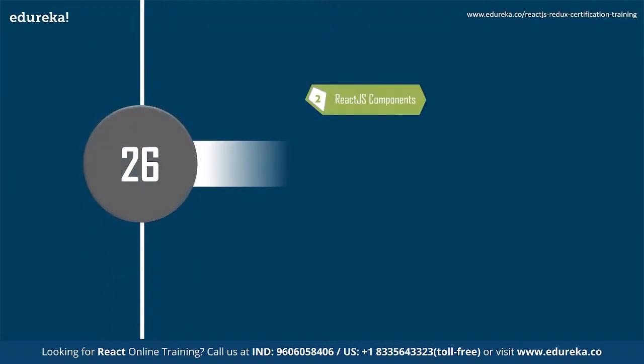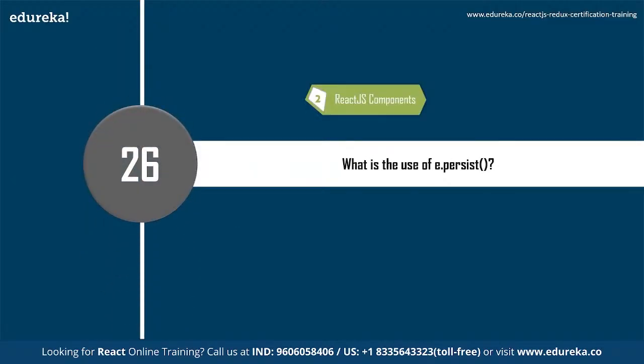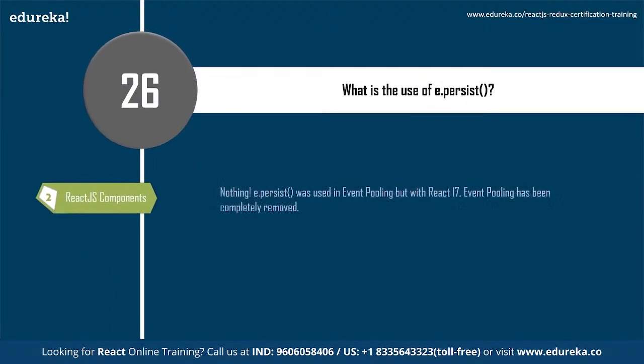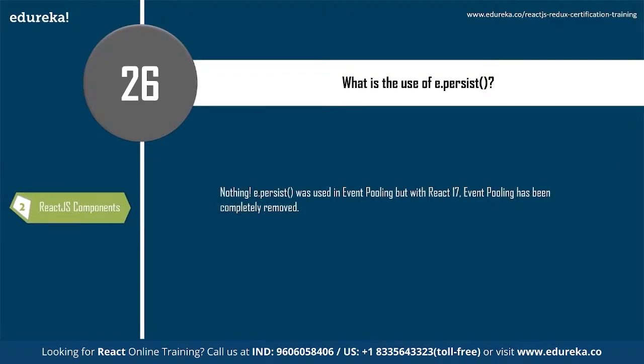Now moving to the next question, that is, what is the use of the e.persist function? The answer to this question is nothing. The e.persist function does nothing because e.persist was used in event pooling, but with React 17, event pooling has been completely removed. But this e.persist function is still available on the React event object, but now it doesn't do anything.